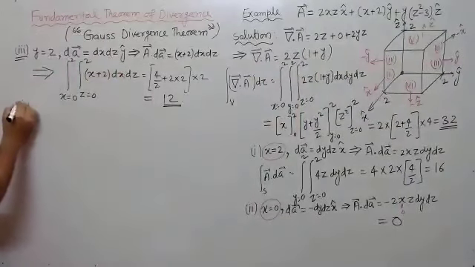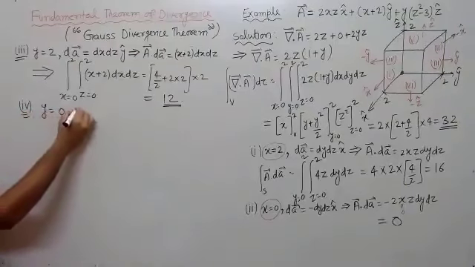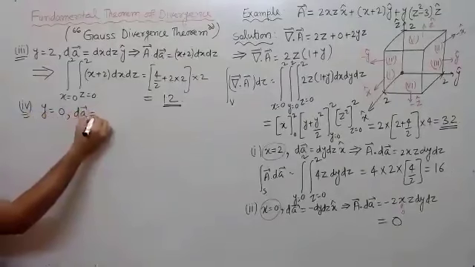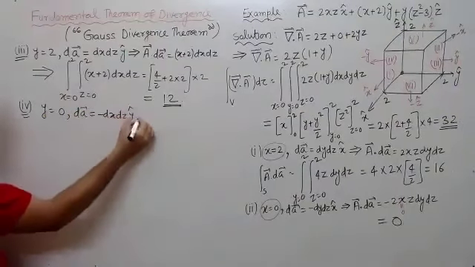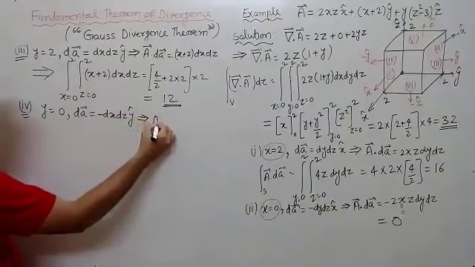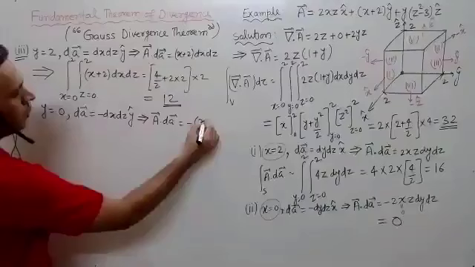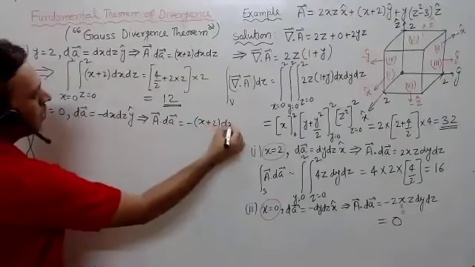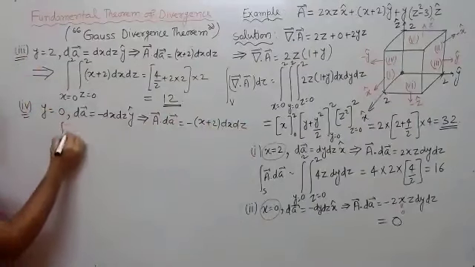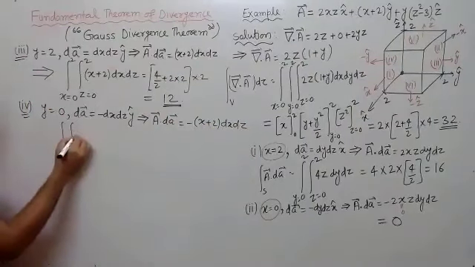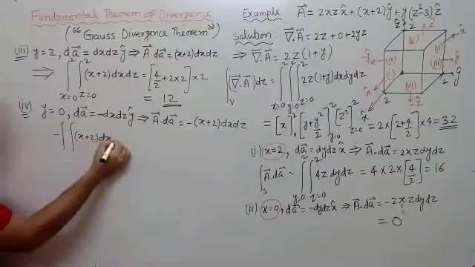Then surface 4. Surface 4 is y is equal to 0 and dA will be minus dx dz y cap. So A dot dA will give you minus x plus 2 dx dz. You have only the minus sign, same limit. So this is minus of x plus 2 dx dz.